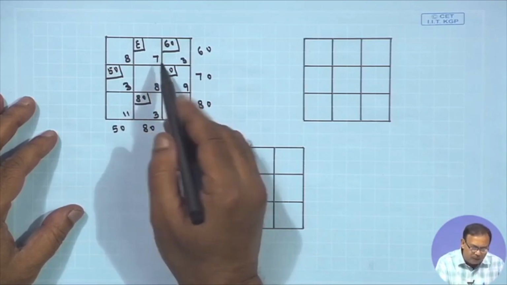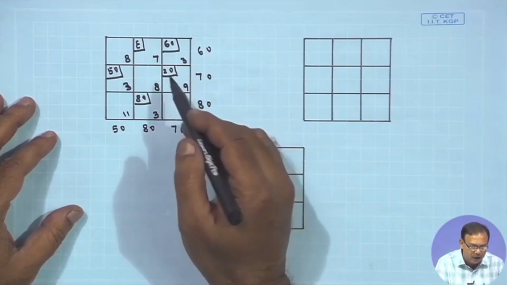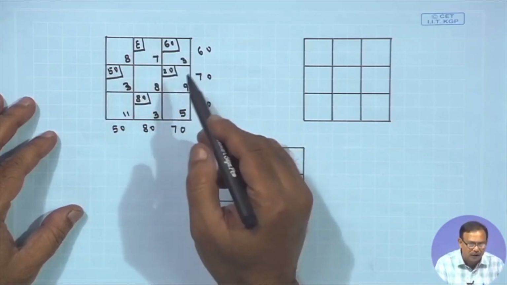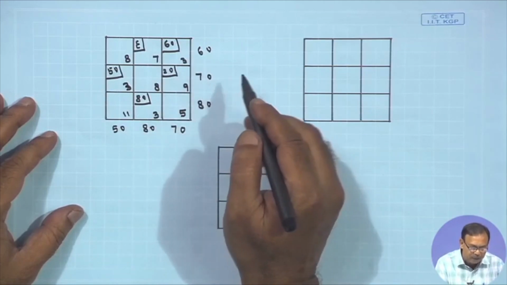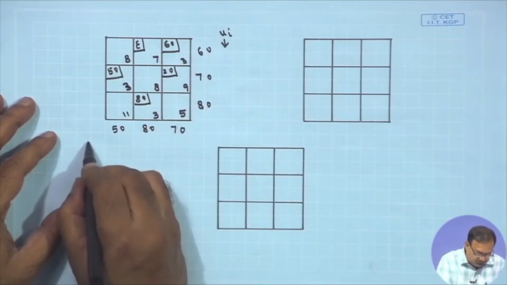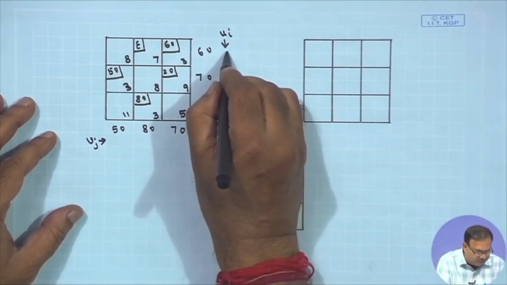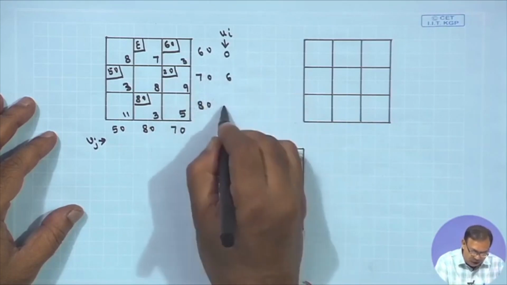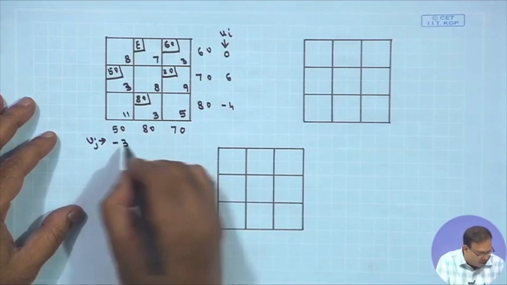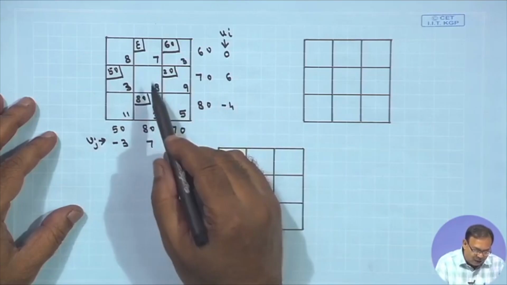Now, what I have to do? I have to calculate ui, vj, and ultimately I have to calculate delta ij for the unoccupied cells to check whether the table after the occupancy gives me the optimum result or not. These things we have done earlier, so I am directly writing the values. You will check it afterwards on your own. So, ui values will be 0, 6 and minus 4, Vj values will be minus 3, 7 and 3.